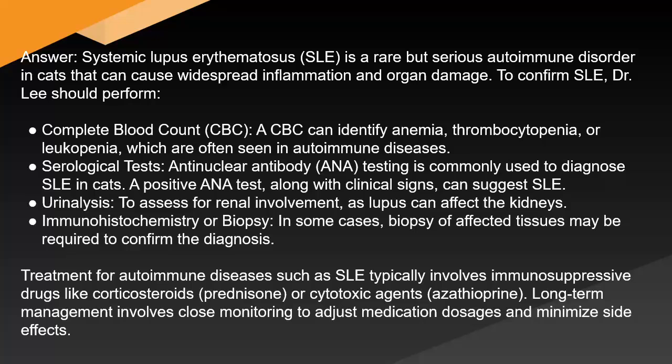Serological tests. Antinuclear antibody testing is commonly used to diagnose SLE. In cats, a positive ANA test along with clinical signs can suggest SLE. Urinalysis to assess for renal involvement, as lupus can affect the kidneys. Immunohistochemistry or biopsy. In some cases, biopsy of affected tissues may be required to confirm the diagnosis. Treatment for autoimmune diseases such as SLE typically involves immunosuppressive drugs like corticosteroids, prednisone, or cytotoxic agents such as azathioprine. Long-term management involves close monitoring to adjust medication dosages and minimize side effects.